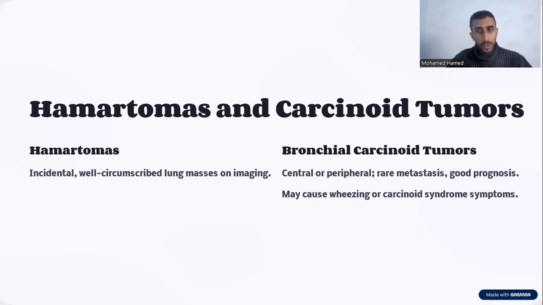So remember, carcinoid syndrome either occurs due to a bronchial carcinoid tumor, or it may occur due to an intestinal carcinoid tumor. The intestinal carcinoid tumors have to metastasize to the liver to cause carcinoid syndrome. As long as it stays in the intestine, it's not going to cause the symptoms of carcinoid syndrome, such as wheezing, flushing, diarrhea.